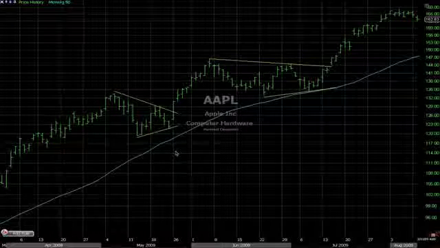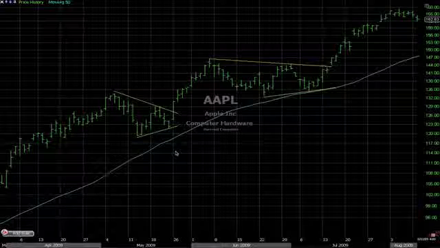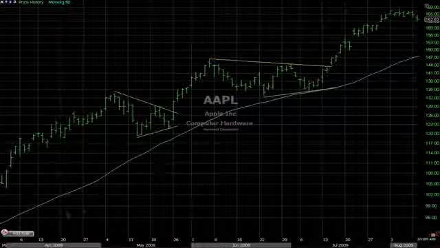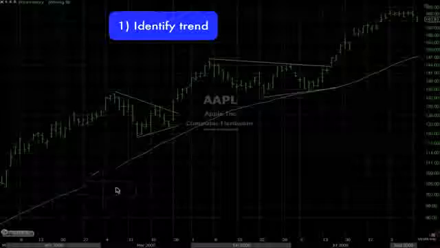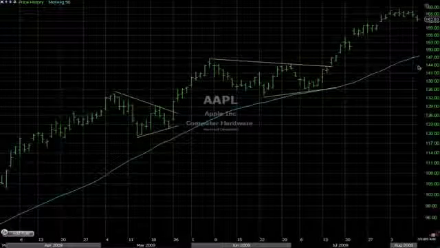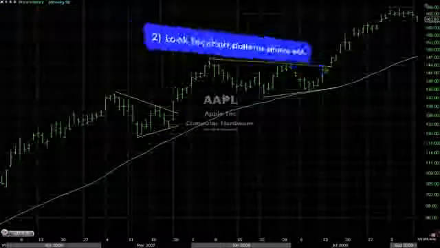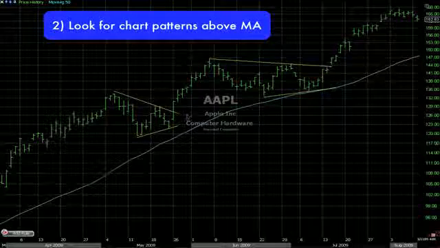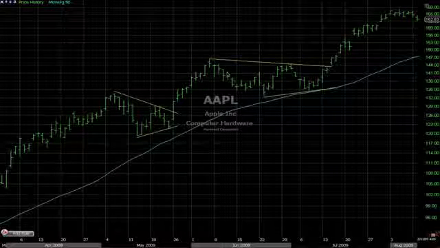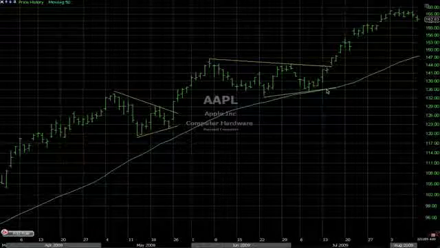But you can also use moving averages together with other indicators or chart patterns. Here's an example of how to use MA with chart patterns. I first identify the trend. I see that my MA is upsloping, so the trend is up. I'll only take long plays. Second, I look for patterns which occur above the MA. This tells me the trend is strong, since the consolidation all happens above the MA.